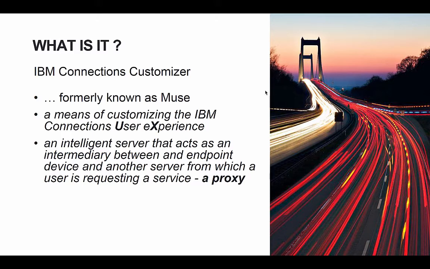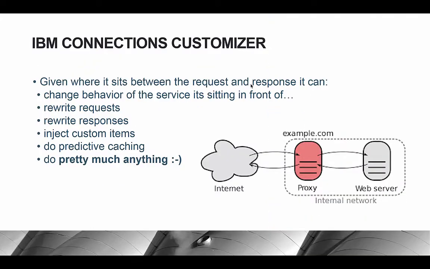Connections Customizer is a means of customizing the IBM Connections user experience. It is a proxy that sits between the Connections end user and the Connections service, and as such, all requests and responses flow through it. So it is in the unique position of being able to perform modifications of the UI. It can rewrite requests, it can rewrite responses, it can inject custom items, it can do predictive caching, it can do logging, it can do pretty much anything.